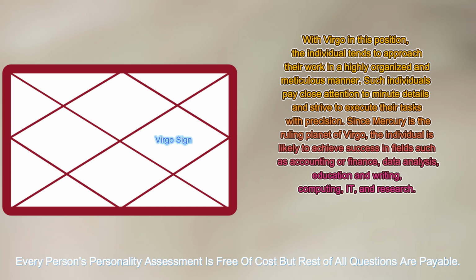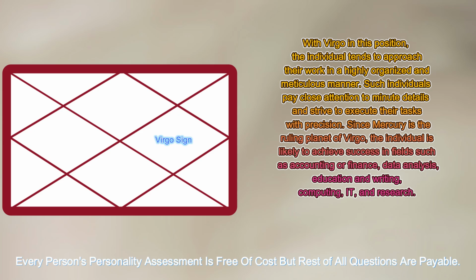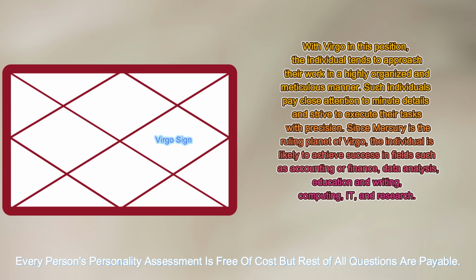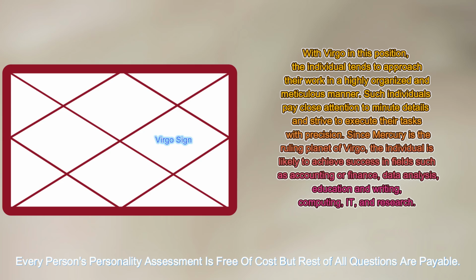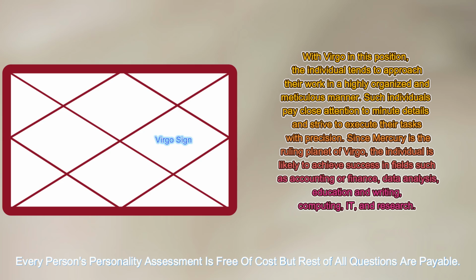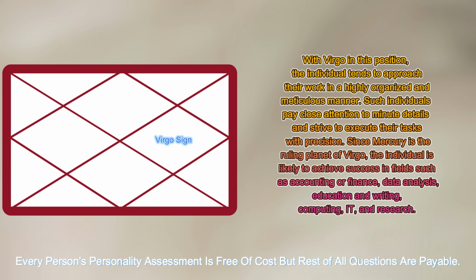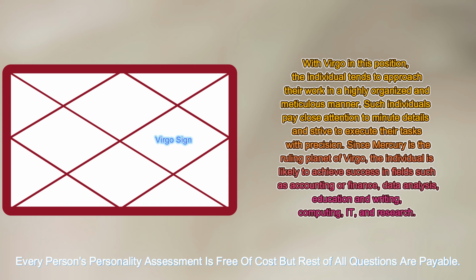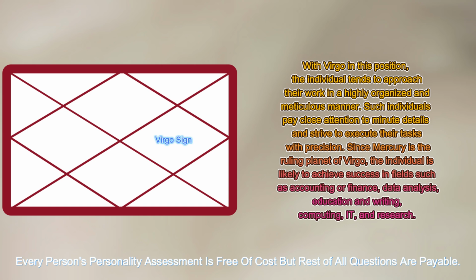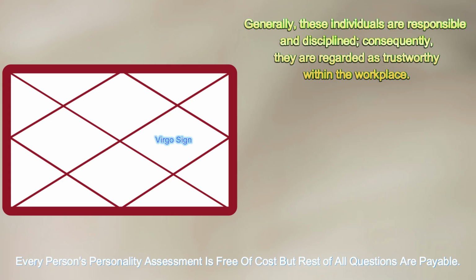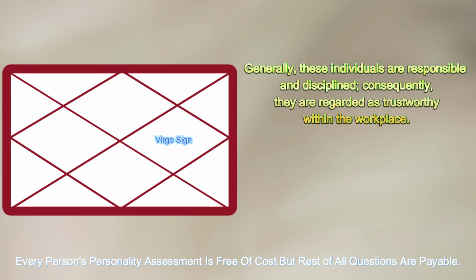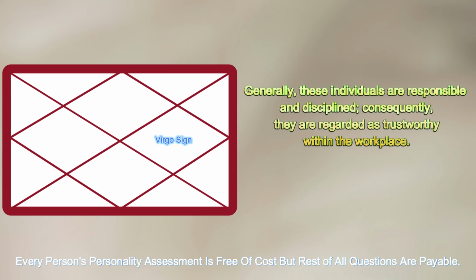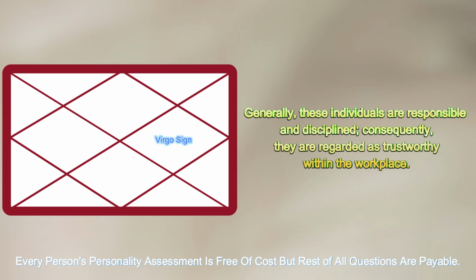Since Mercury is the ruling planet of Virgo, the individual is likely to achieve success in fields such as accounting or finance, data analysis, education and writing, computing, IT, and research. Generally, these individuals are responsible and disciplined. Consequently, they are regarded as trustworthy within the workplace.